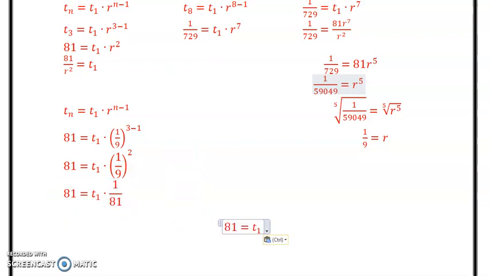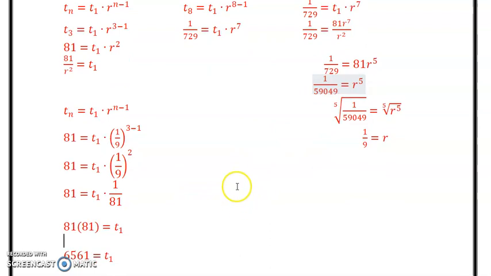We multiply both sides by 81, so it'll be 81 multiplied by 81. Just a coincidence, that's the same number as the denominator here. And then we calculate our T value, T1, and T1 is going to equal 6561.